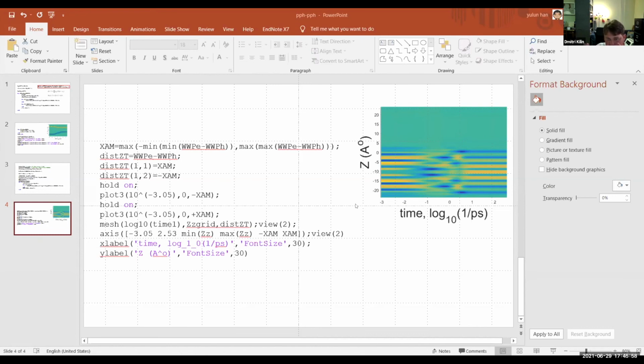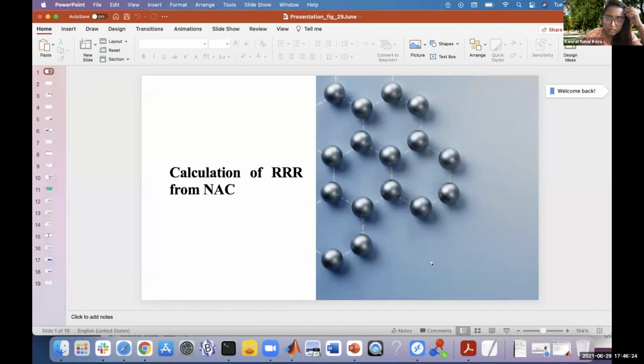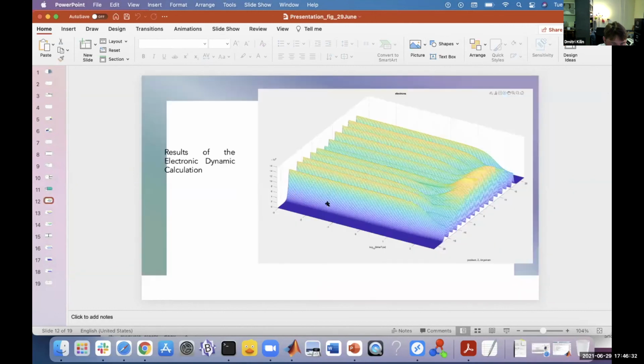Also, if this two-dimensional projections look strange, maybe we can ask Yulun to stop sharing and Kia to start sharing her slides. Okay, would you please share your slide? Okay, just give me one minute. Are you able to see? Well, let's go to 12. Just one minute. 12, yeah.